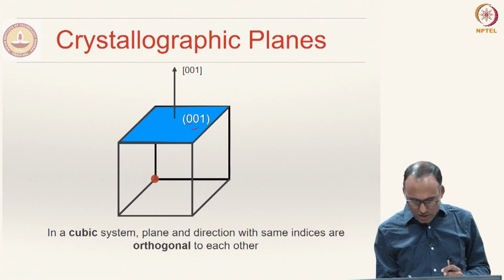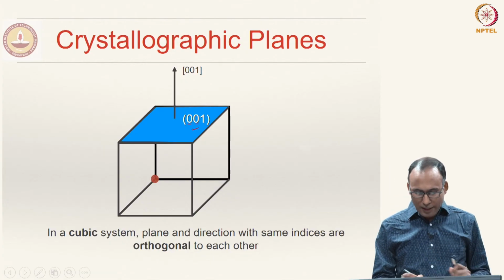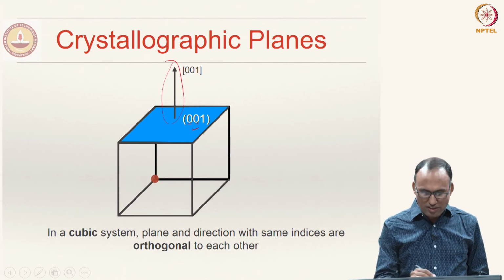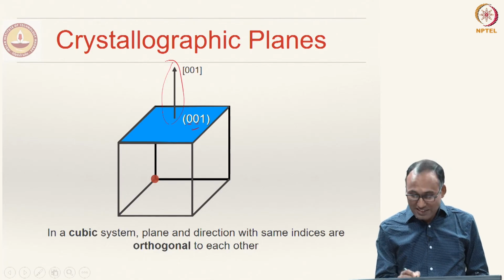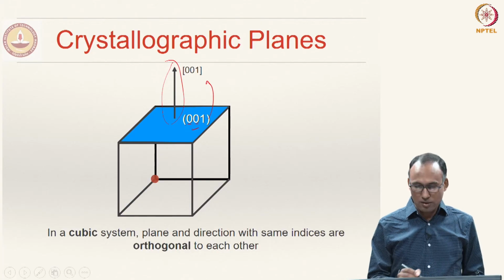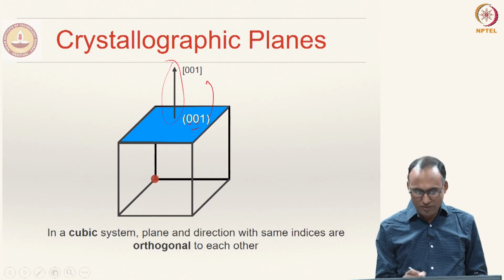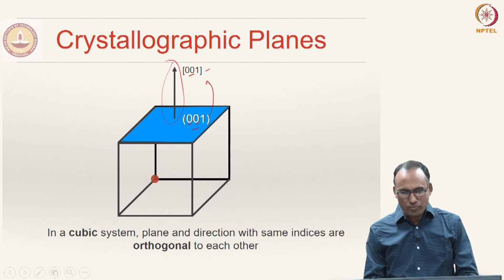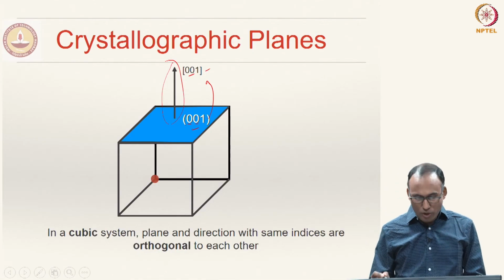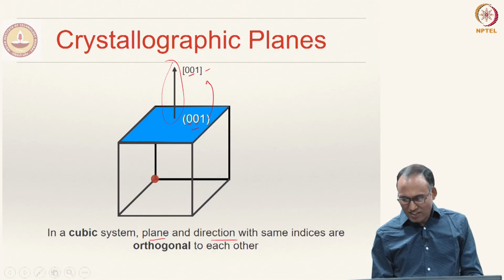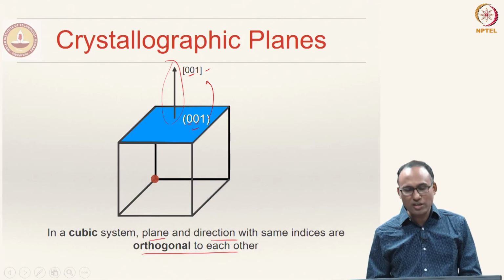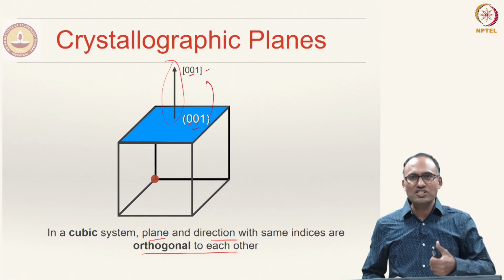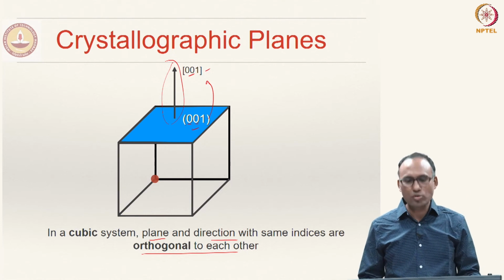That is why the first two indices are 0, 0, 1, and the normal to this plane, the crystallographic direction that is normal to the plane, will have exactly the same indices as the plane itself, but the direction is shown with different brackets. So, in a cubic system, a plane and a direction with the same indices are orthogonal to each other. That is what orthogonal means. If a direction is orthogonal to a plane, that is what is called normal to the plane.